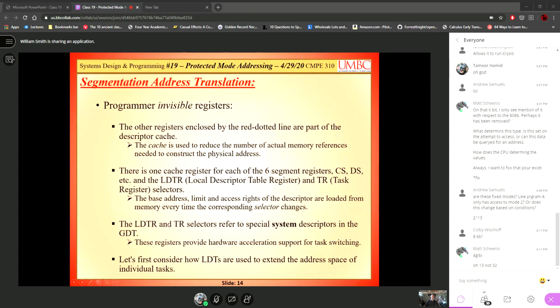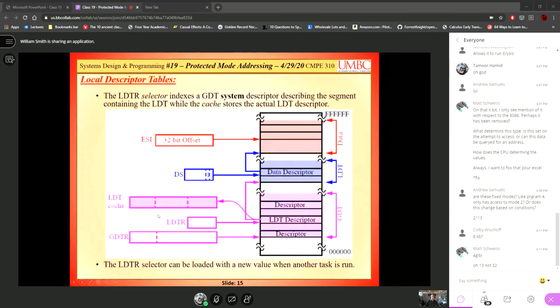So let's consider how the LDTs are used to expand the address space of the individual task. I'm going to probably shoot myself in the foot on this one, but anyway. I said, in my mind, local descriptor table, you were talking about stuff from the old memory. I may change my mind on that. Apologies for doing that midstream here.